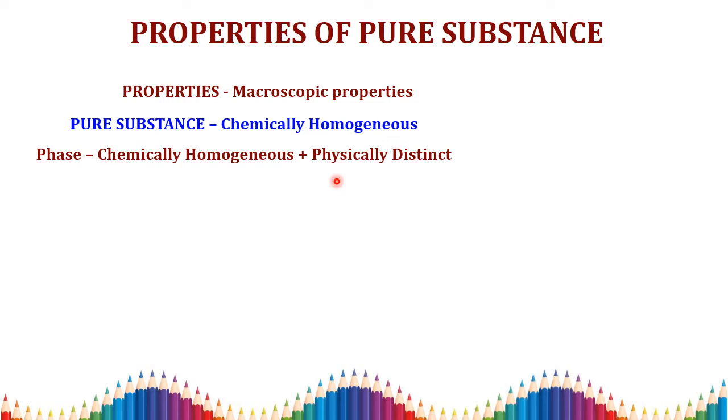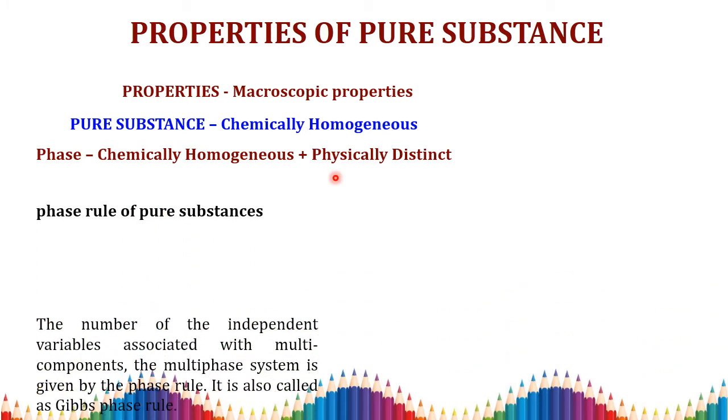For example, consider air. What about air? Air consists of oxygen and nitrogen in a gaseous phase, but if you condense the air, the chemical composition will vary. So we cannot say air is a pure substance. Water is a pure substance here.